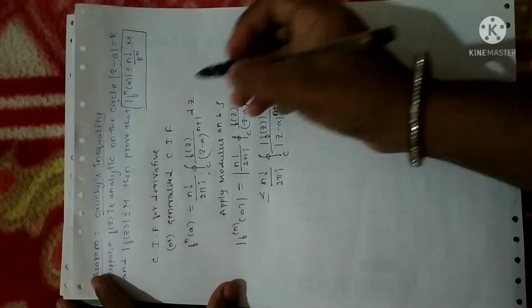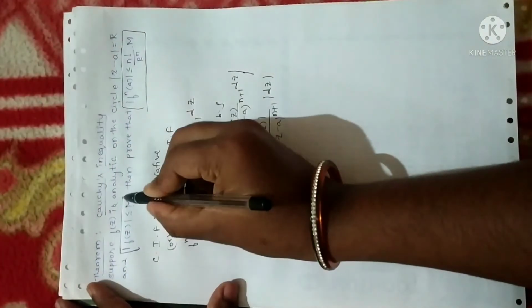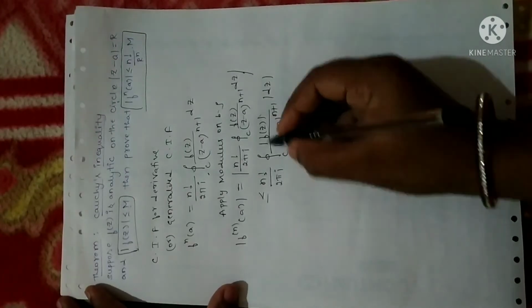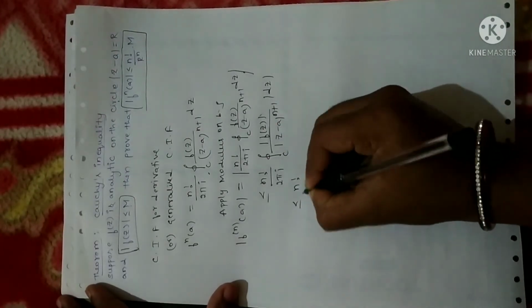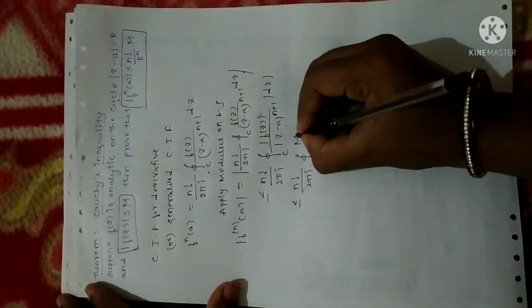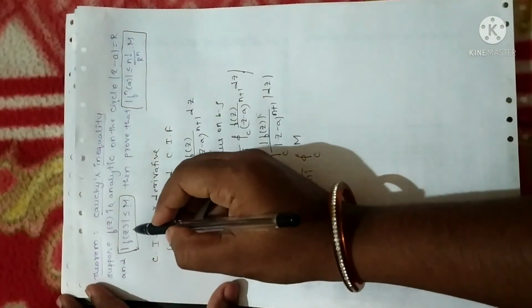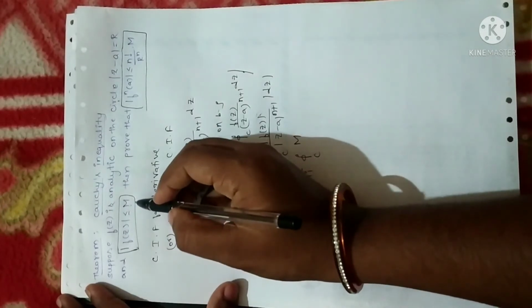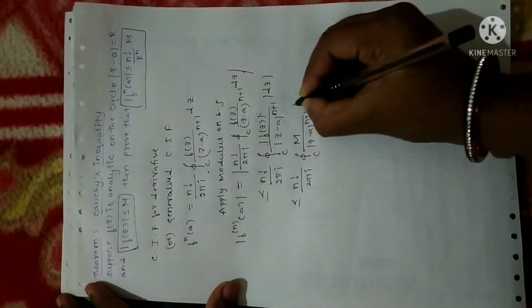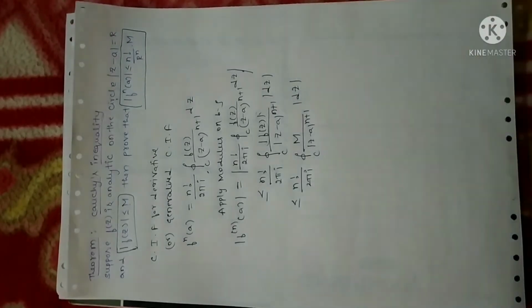Fine. Now in the statement, what is given? Magnitude of f(z), that is modulus of f(z), will be less than or equal to M. So for the numerator I can replace it, n factorial by 2πi into integral over C, the numerator will become capital M. Why? Because it is given that modulus of f(z) is less than or equal to M. So let me write one more step. Denominator I'll keep as it is, into modulus of dz.